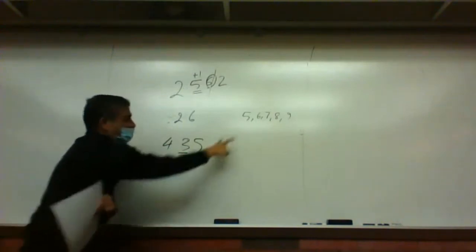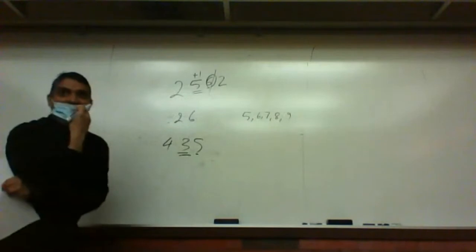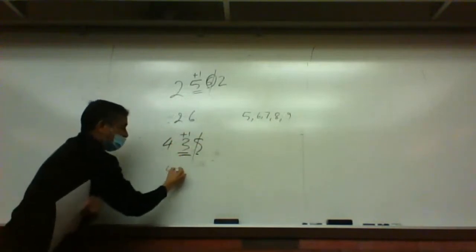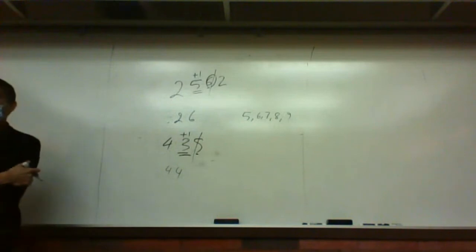So this is 5 here. So 5, 6, 7, 8, 9, right? One of those numbers is right here. So I cross this one and I add 1 here. So that is 4.4. Make sense?